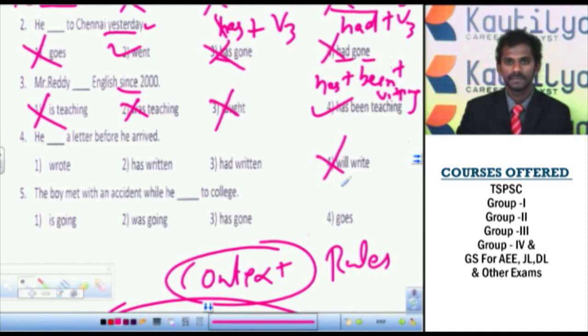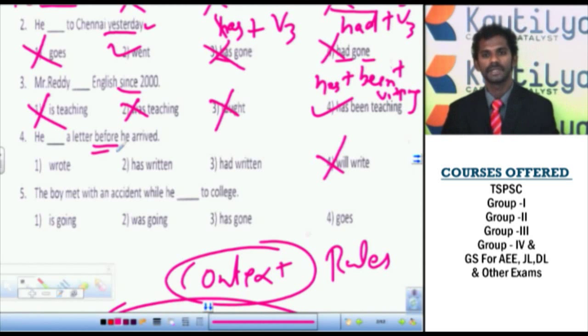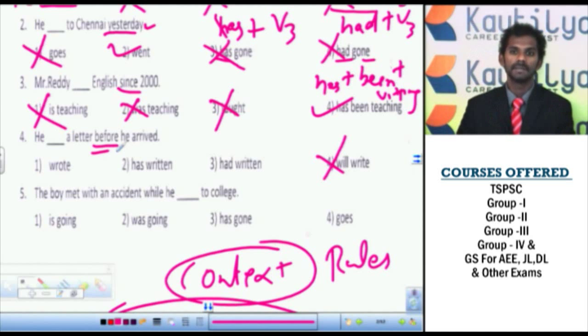Clear? Now come to option 2. Has written. How many actions are there in the sentence? We have two actions. One is he dashed a letter, the other one is he arrived. We have two actions in the past tense here. Is there any word in this sentence that tells us about a time difference between the two actions? Yes. The word before tells us about a time difference between the two actions. So here we have two actions in the past tense and there is a time difference as well.